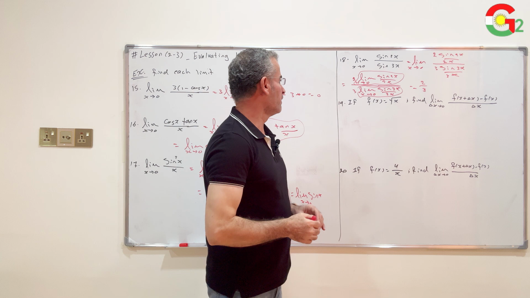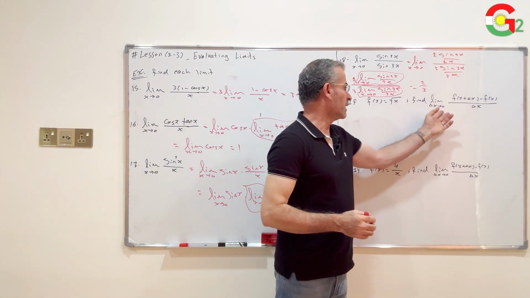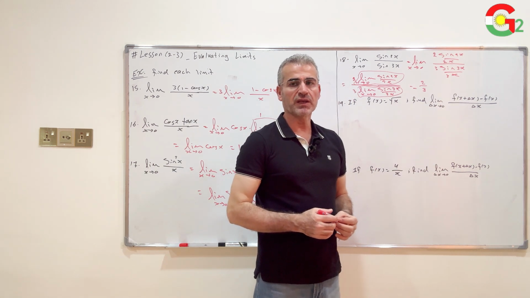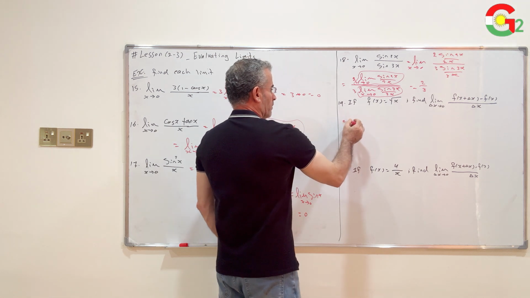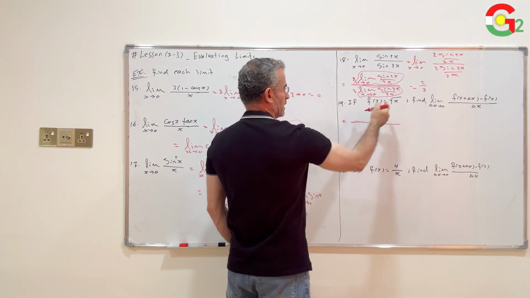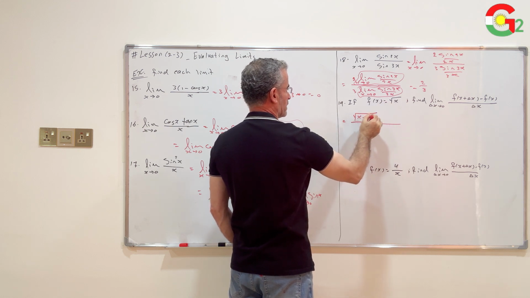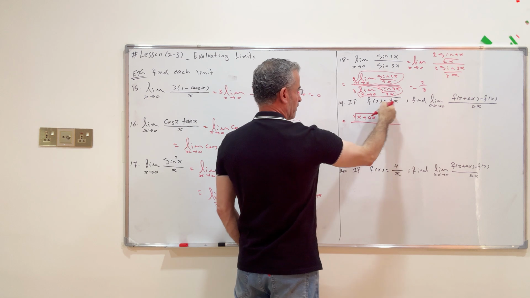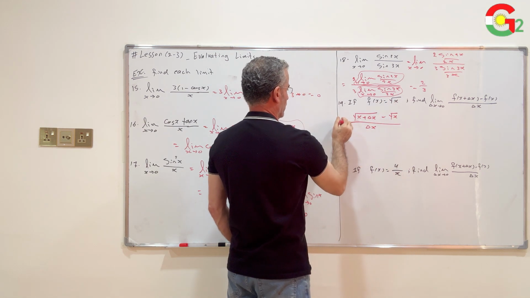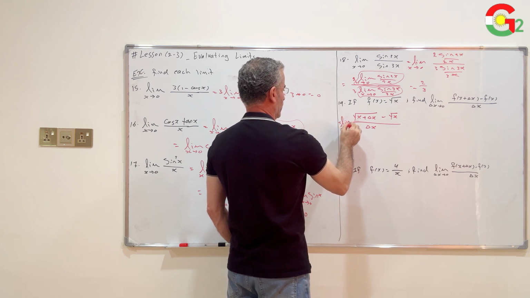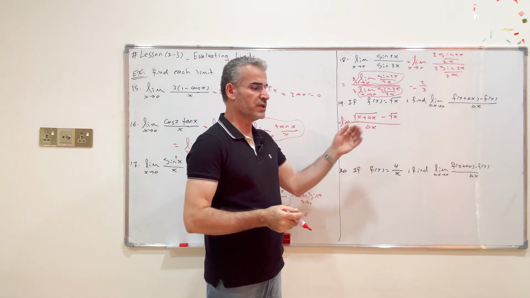Number 19. If f of x equals square root of x, find the limit as delta x approaches 0 of f of x plus delta x minus f of x, over delta x. The limit will be f of x plus delta x. Since f of x is square root of x, it will be square root of x plus delta x minus f of x, where f of x is square root of x, over delta x. Limit as delta x approaches 0. If we substitute delta x with 0, then the answer will be 0 over 0.